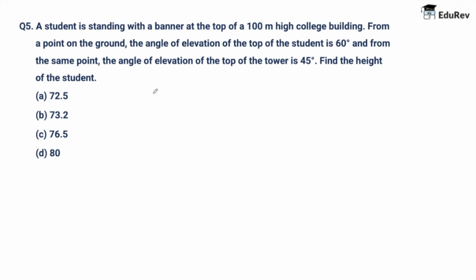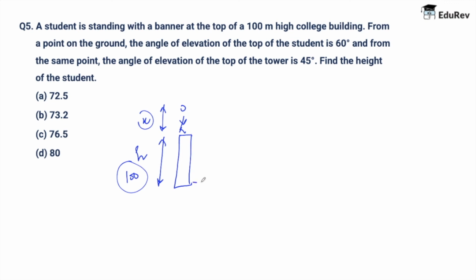So this question states that a student is standing with a banner at the top of a 100-meter high college building. So let's say this is the college building and this is the student who is standing on top of the college building. Now let's suppose that the height of the building is h, which is given to us as 100 meters, and let's say that the height of the student is x. Now from a point on the ground, so let's suppose that the point on the ground is this point, okay. The angle of elevation of the top of the student is 60 degrees.